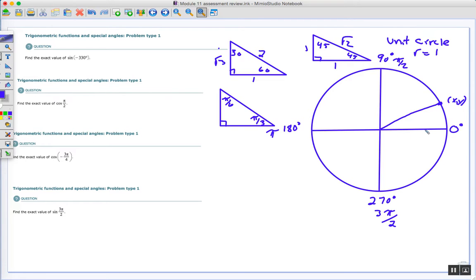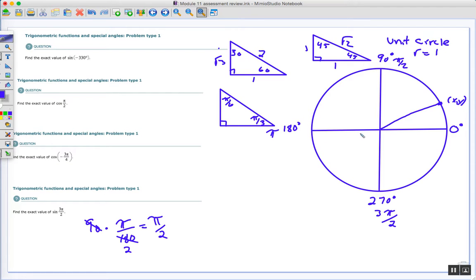And that's in radians. Quick review, if you don't know how to convert from degrees to radians, if we have 90 degrees, there are pi radians in 180 degrees. So that's your unit converter for going from degrees to radians. I'm just going to simplify that, and that's how I get pi over 2.